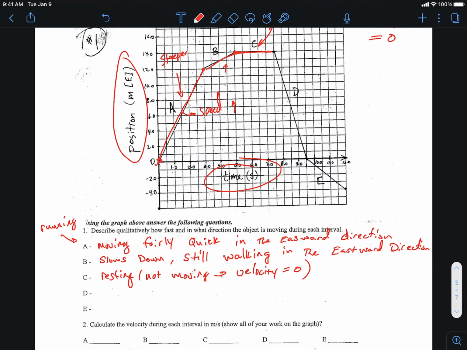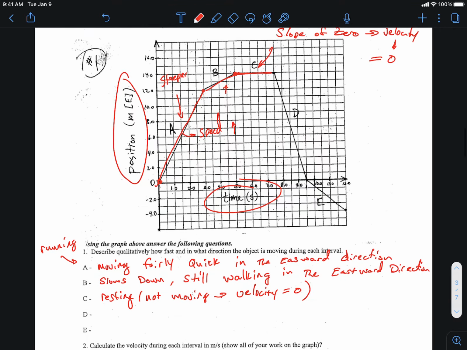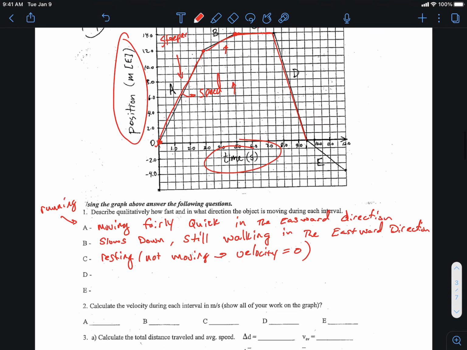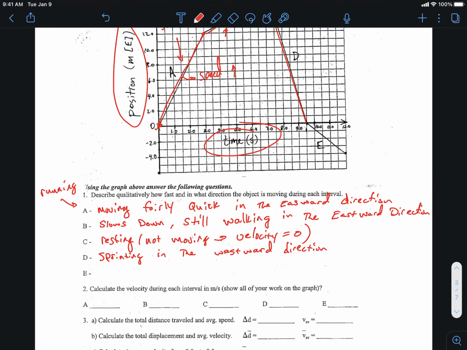Okay, and then it looks like part D here. I think that's really, really quick. I think that's steeper than part A. So it'd almost say, okay, they're sprinting, but they're sprinting in a negative direction. Your slope would be negative. So we're going to be sprinting in the westward direction. Okay, and for part E, we'll say they took a rest from sprinting, and now they're walking again. Is that okay?